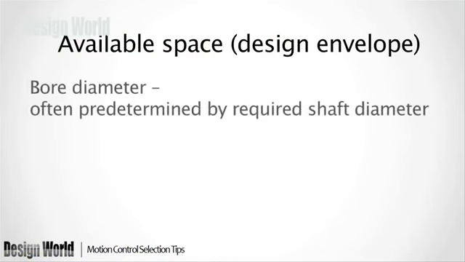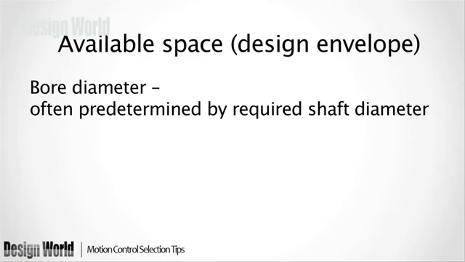When specifying bearings, you have to consider and evaluate a host of application-related factors in order to get the best design. Here's an overview of some of the more important factors to consider when selecting a rolling bearing. The first consideration is the available space or design envelope.